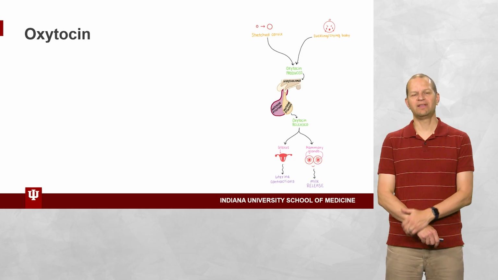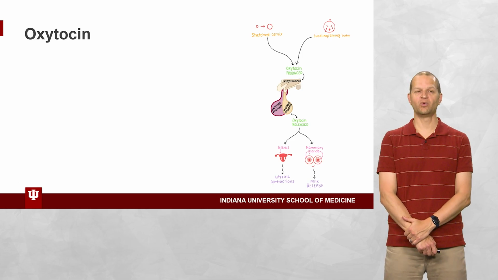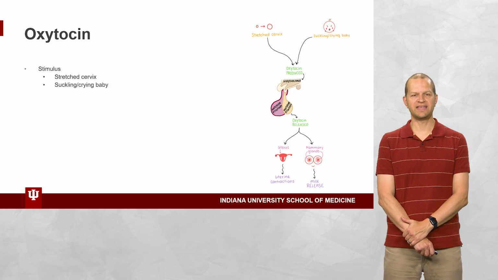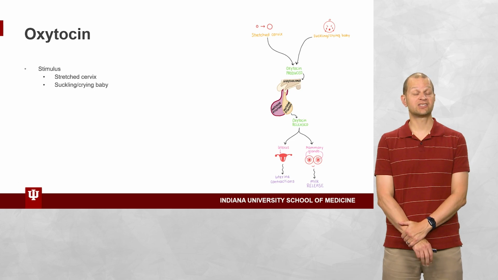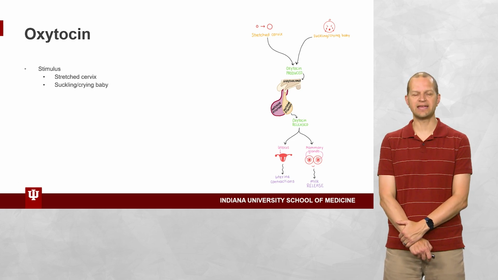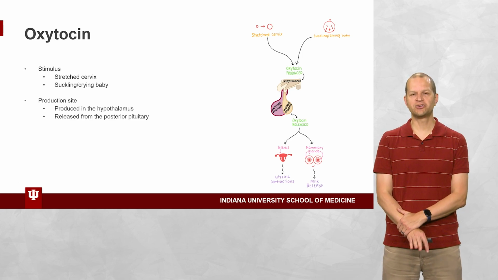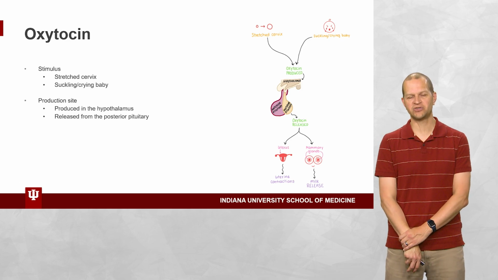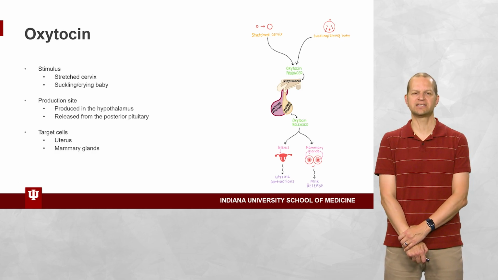Oxytocin, on the other hand, plays a role with milk as well from women. And so oxytocin is stimulated by a couple of things. So when a woman's cervix is stretched during labor and delivery, as well as a suckling or even a crying baby. Okay, oxytocin is produced in the hypothalamus, but if you remember from a previous video, it's stored in the posterior pituitary. So ultimately, that's where it's released from.